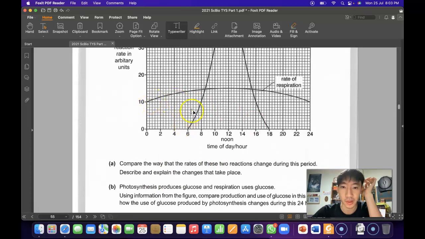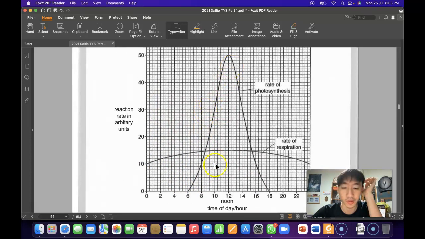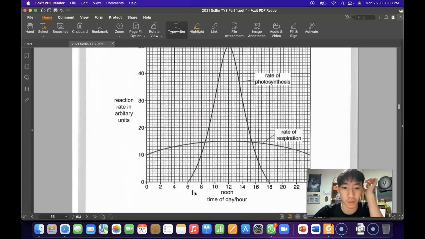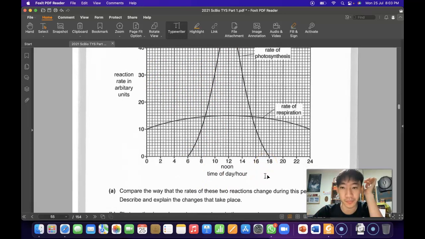Just explain why the rate of photosynthesis is increasing when the sun rises and decreasing when the sun sets. Then why does the rate of respiration increase a little bit? It's because the plant is a little bit more active during the day and is less active in the evening and night.